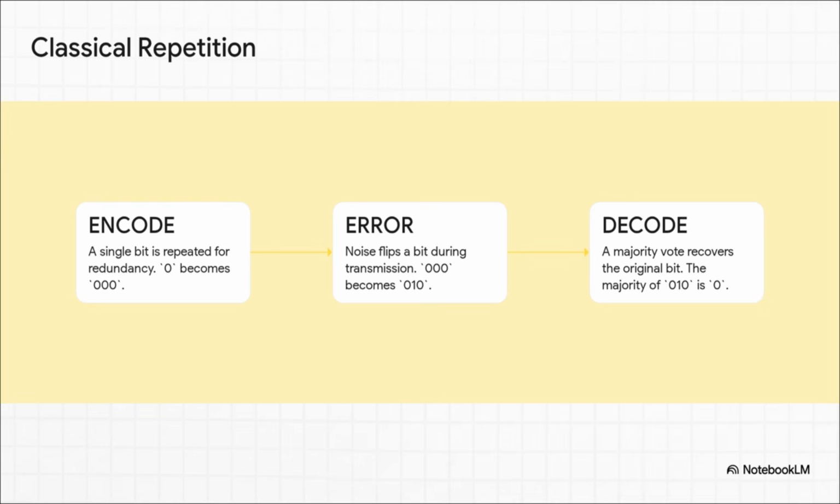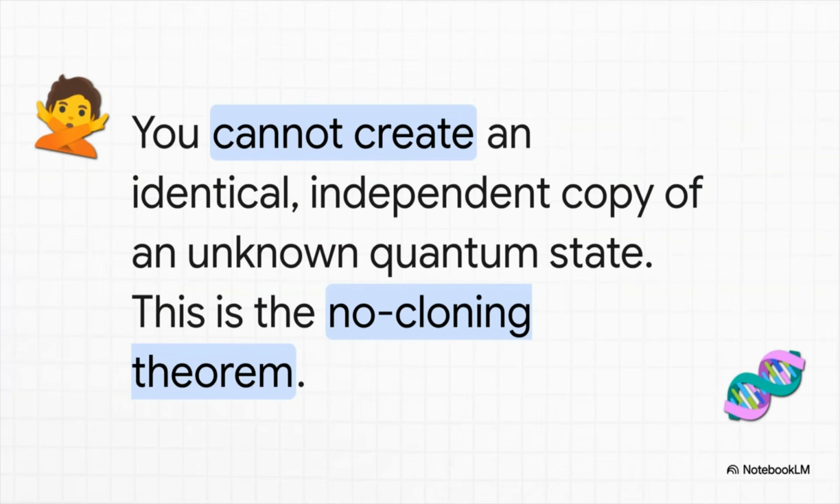That's easy. But here's where we hit our first and massive quantum wall. You literally can't do this with a qubit. There's a fundamental law of physics called the no-cloning theorem, and it says that you can't create a perfect independent copy of some unknown quantum state. So right off the bat, our simple, elegant majority vote trick is completely off the table.